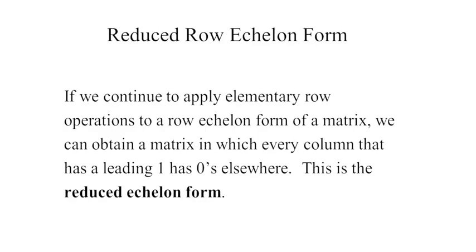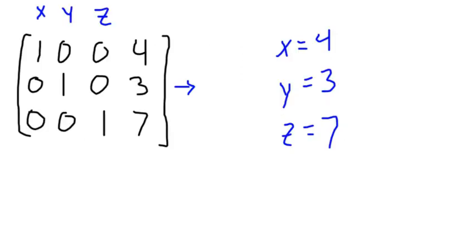We could take row echelon form a step further and write it in reduced row echelon form. So if we continue to apply elementary row operations to a row echelon form of a matrix, we can obtain a matrix in which every column that has a leading 1 has zeros elsewhere. Okay, this is reduced row echelon form.